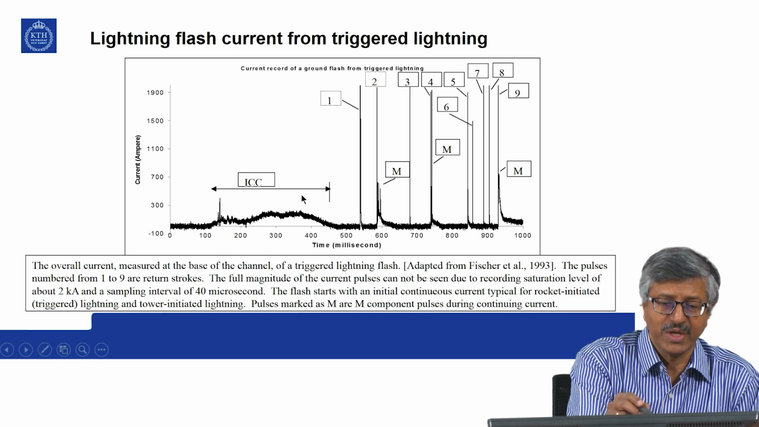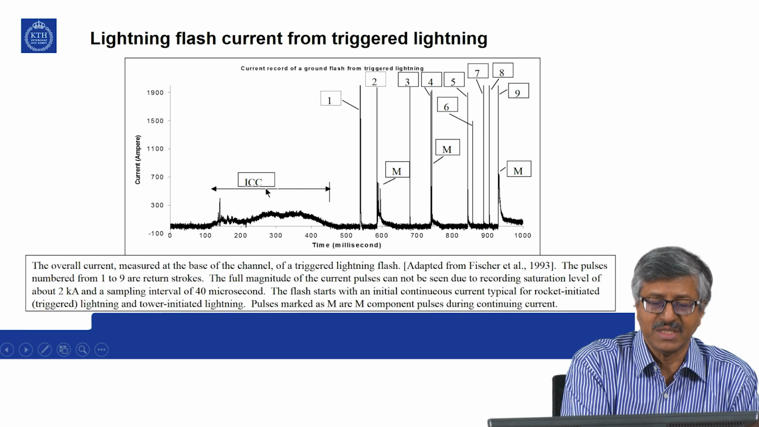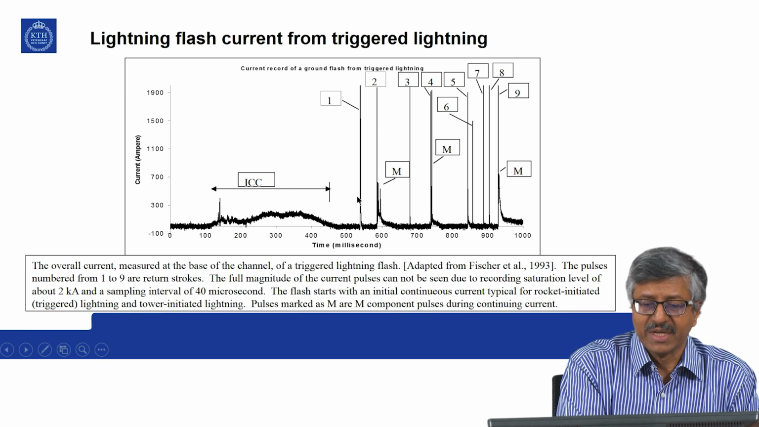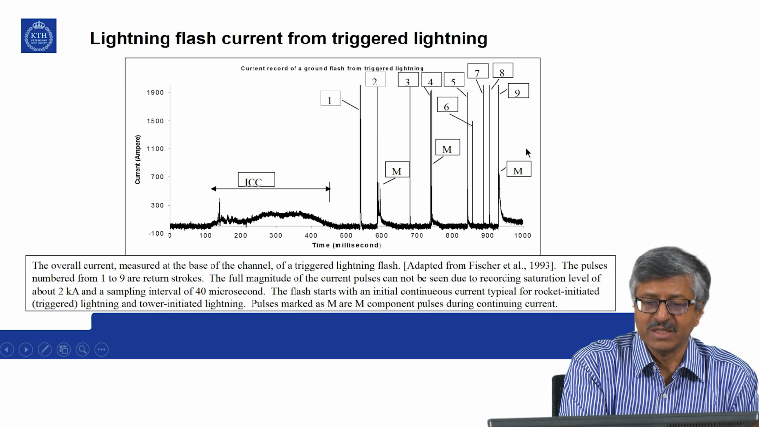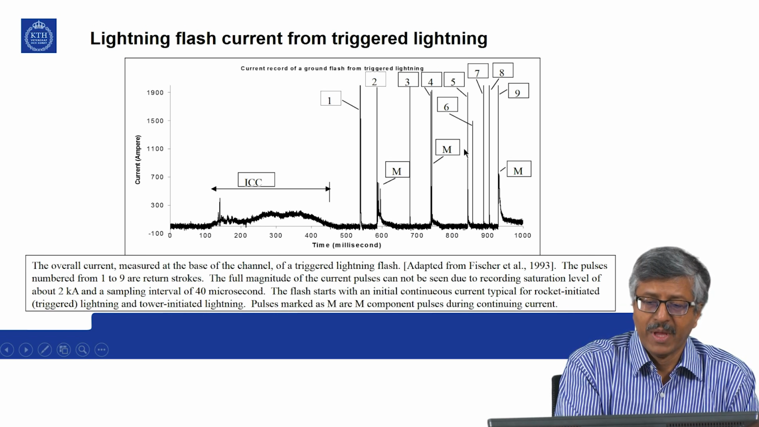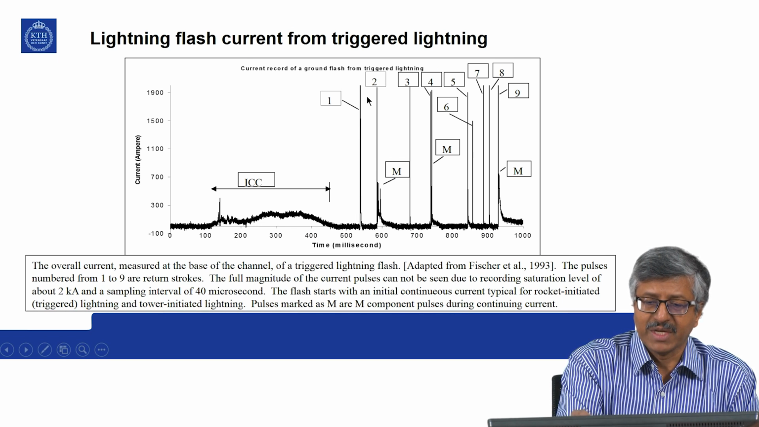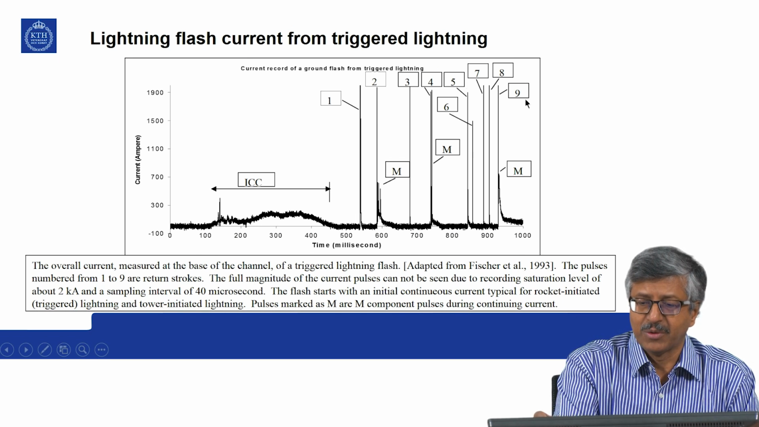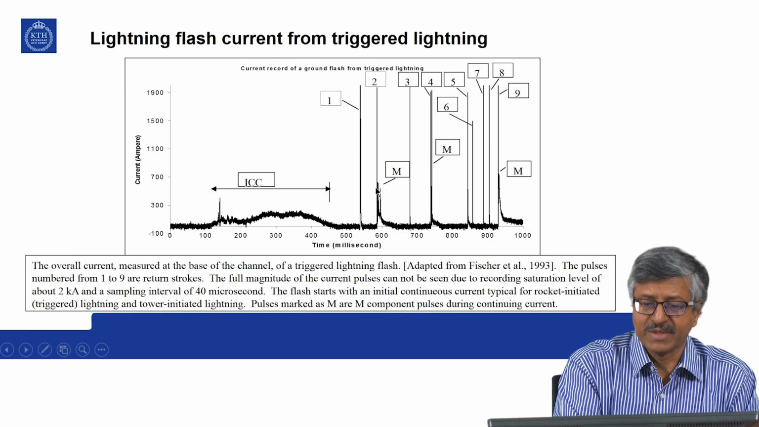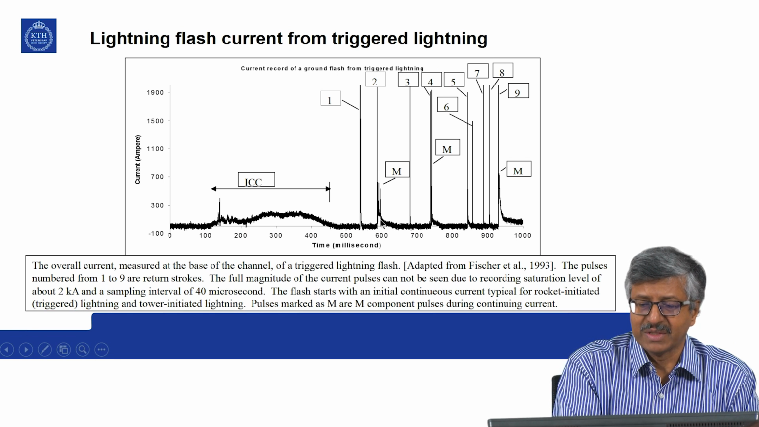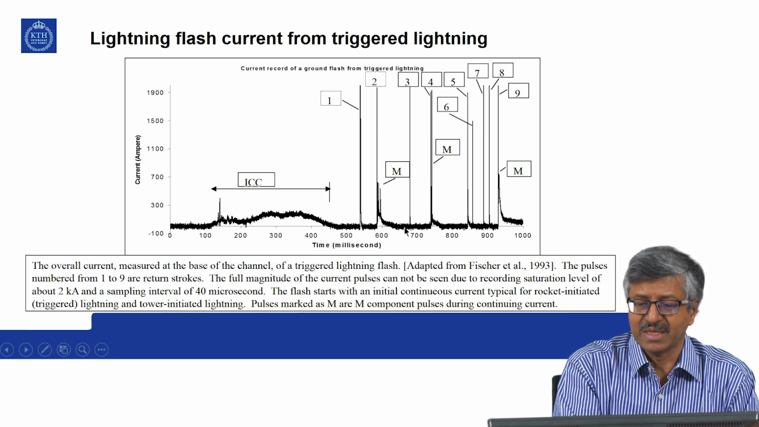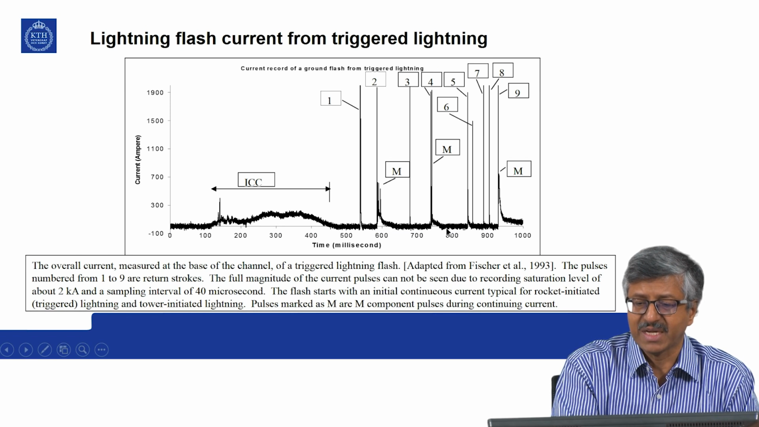So, your first stroke is kind of replaced by this initial continuous current, but remaining parts of lightning is very much similar to natural lightning. So, first stroke, second stroke, third stroke, so up to 9 strokes are there, and you have some continuous current, and time interval are several milliseconds, and here it is little more than 100 milliseconds, and M components, the slow varying pulse superimposed on the continuous current.